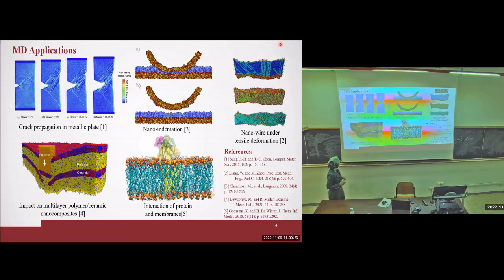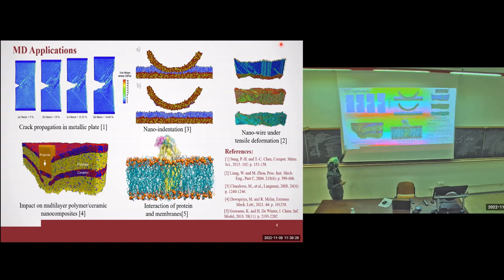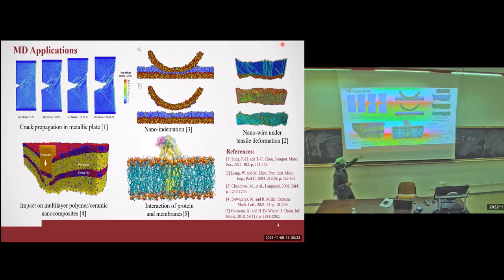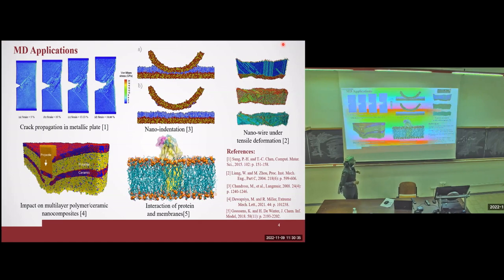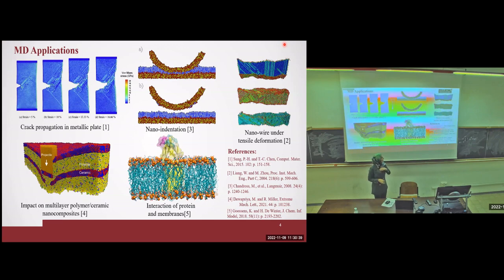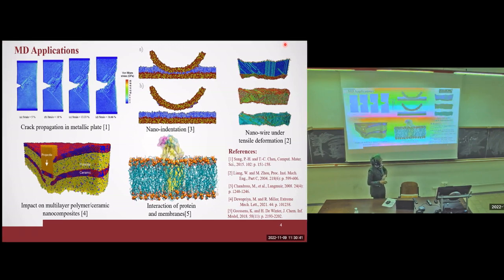Also, it is a dynamic problem. We have a projectile that comes out of the surface. The fabric is actually a composite made of ceramic and polymer. So, just as an example, I brought some examples for chemistry, which is the interaction of protein and membranes.